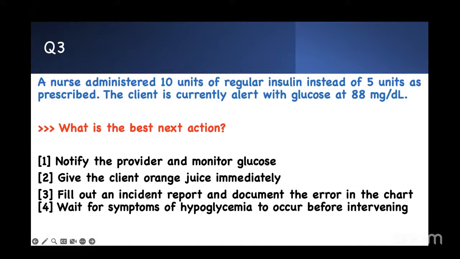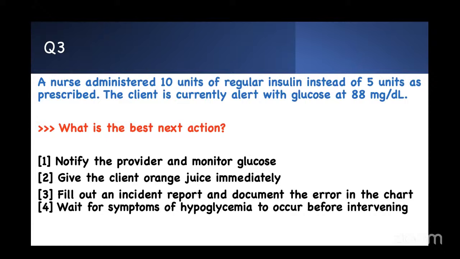What is the next best action? This question is tricky. I want you to think about it carefully. It's all nursing process. These are the things that happen in terms of the nursing process. And you know the process is critical thinking when it comes to nursing process. What is the best next action?